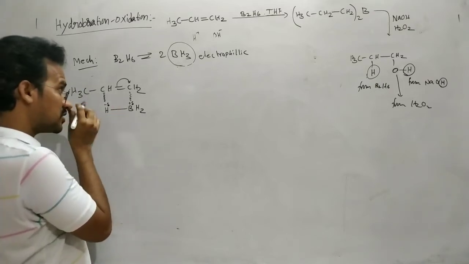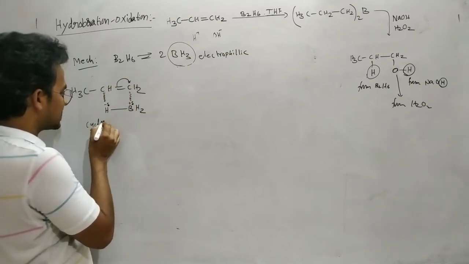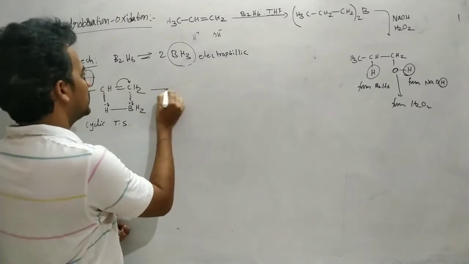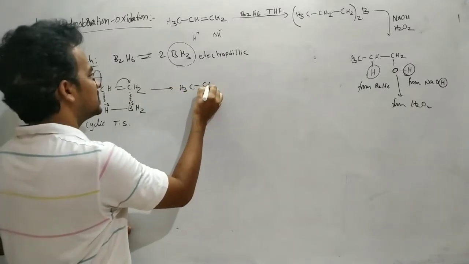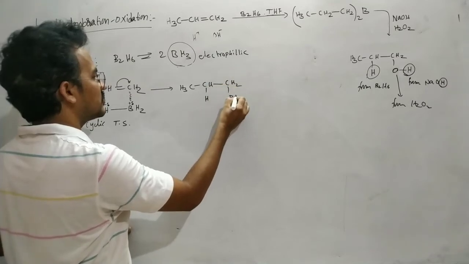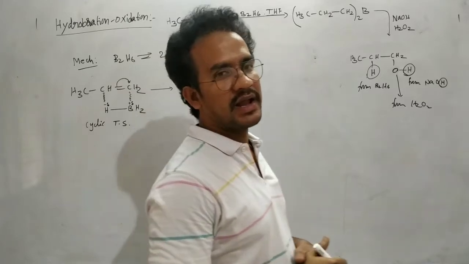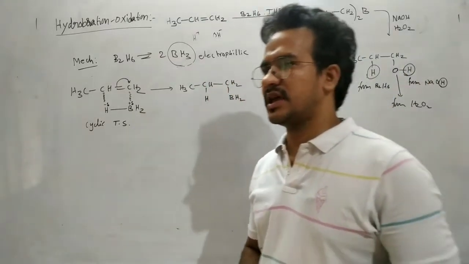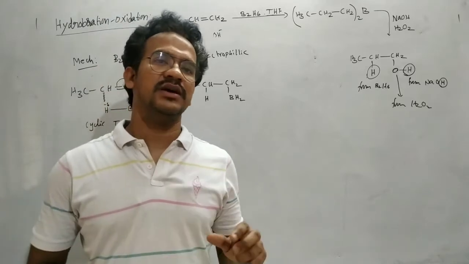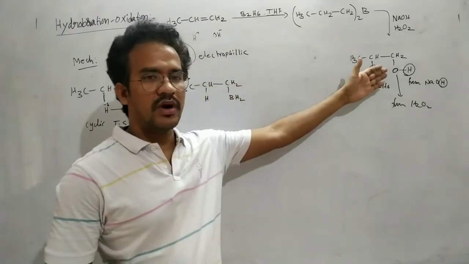This borane addition to the alkene follows a cyclic transition state. As a result, we get CH3, CH with hydrogen, and CH2 with BH2. So hydrogen and BH2 are added in the first reaction. This addition of the borane, we can say, follows Markovnikov's rule. But finally, it is the anti-Markovnikov addition of water.